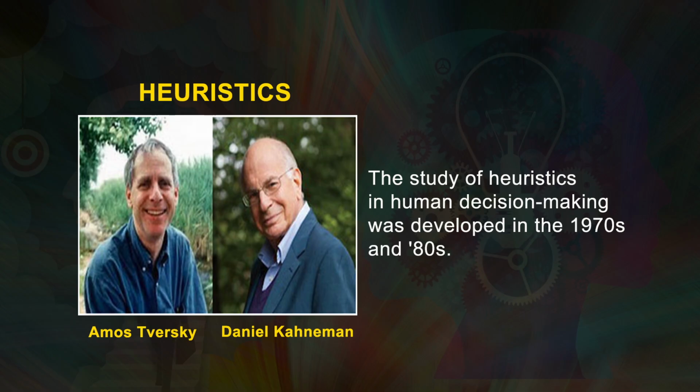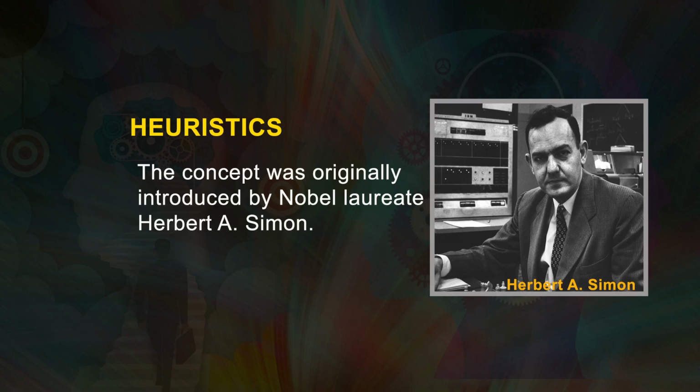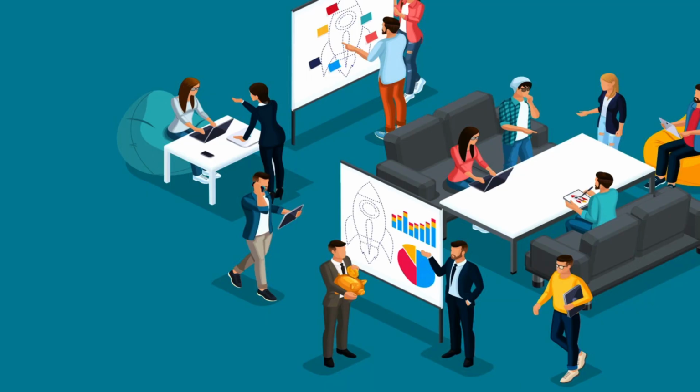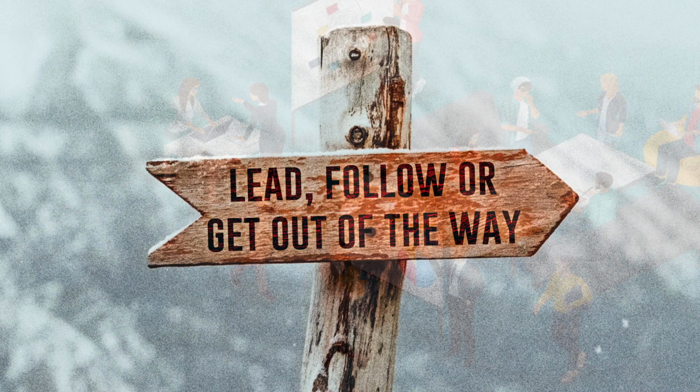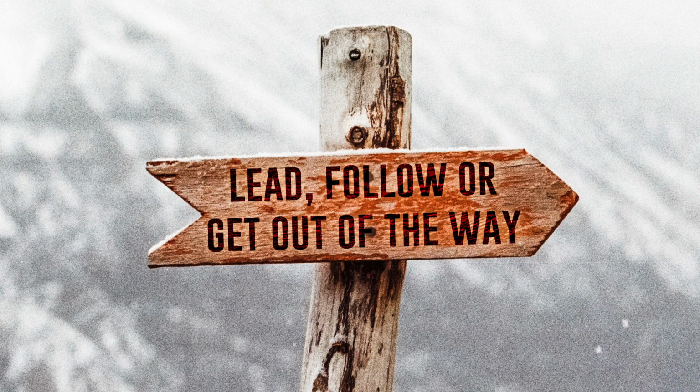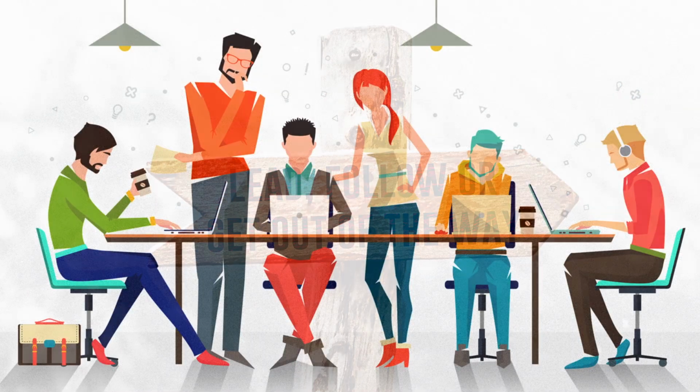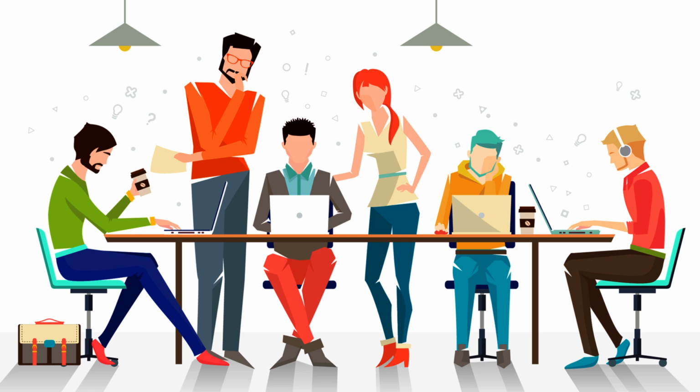The study of heuristics in human decision making was developed in the 1970s and 80s by psychologists Amos Tversky and Daniel Kahneman, although the concept was originally introduced by Herbert A. Simon. We make decisions and judgments every day. If we can trust someone, if we should do something or not, which route to take, how to respond to someone who is upset, the list goes on and on.